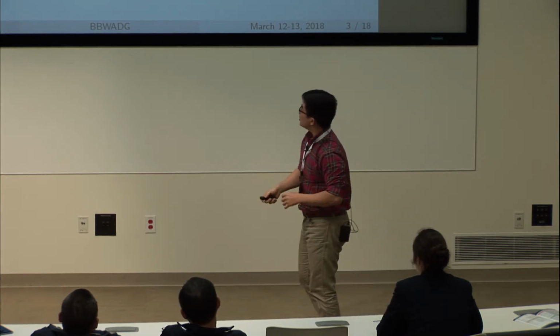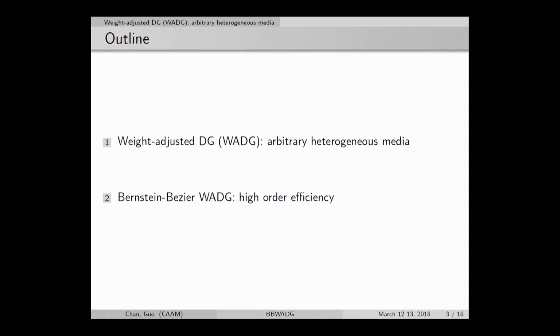OK, so this was for simple advection. I'm going to try to introduce weight-adjusted DG to deal with more complicated problems where you have heterogeneous media and wave propagation, especially when you have arbitrary heterogeneous media, which has both discontinuities and smooth features. And then I'm going to explain why this approach loses some efficiency and how to restore it with this new variant we have called Bernstein-Bezier WADG.